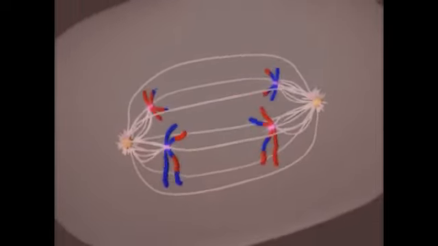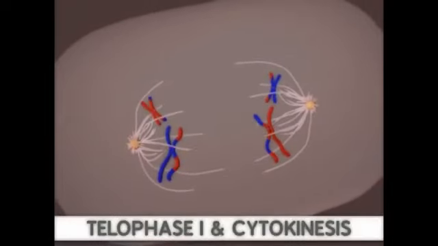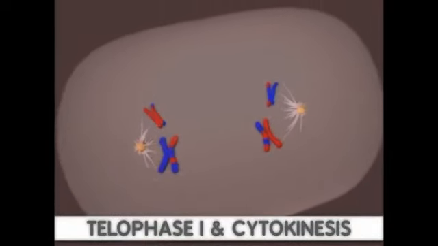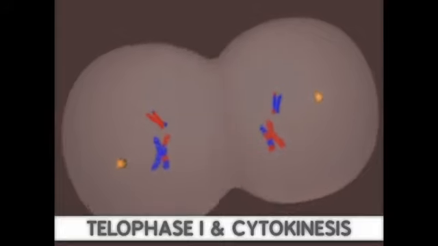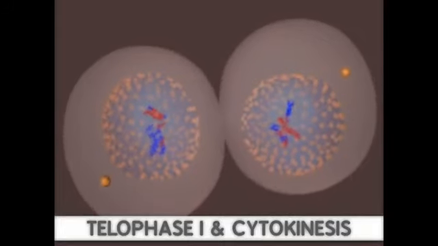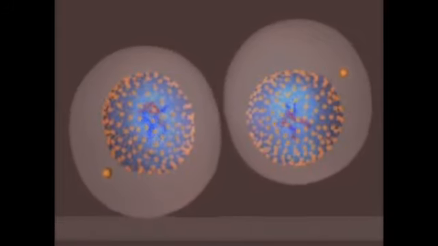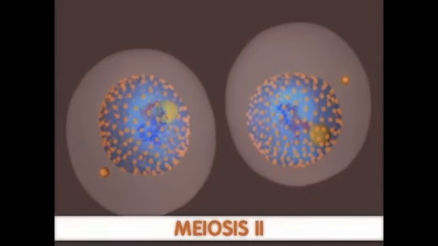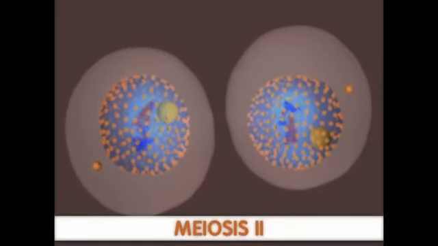The final steps of meiosis I are telophase I and cytokinesis. Here, the cell divides into two daughter cells. Each of these two cells now undergo meiosis II. Meiosis II is similar to mitosis.